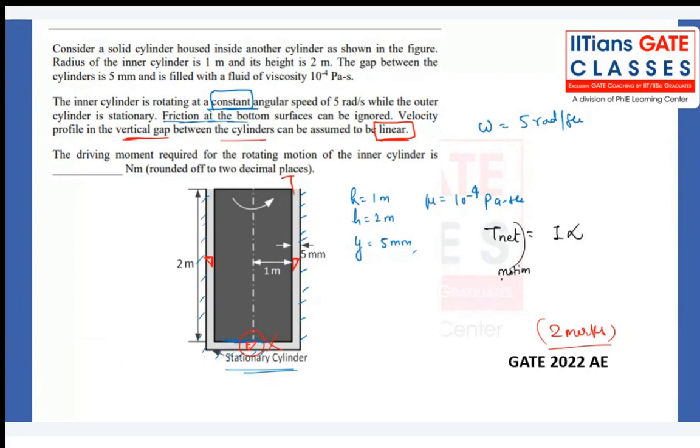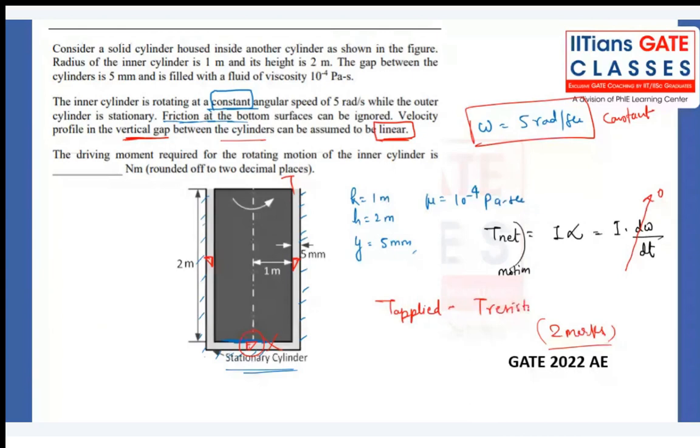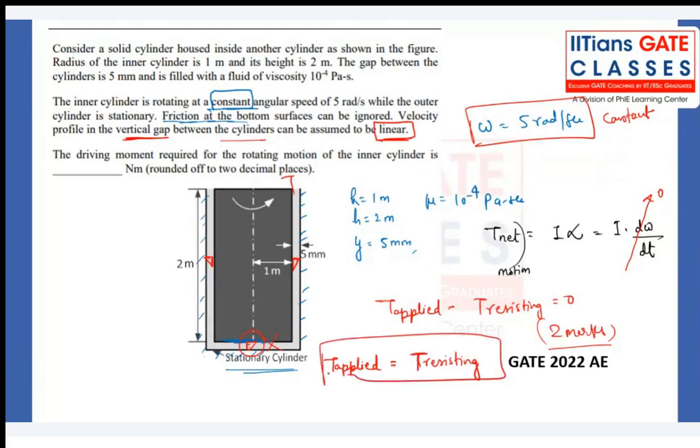But we know that I into alpha, angular acceleration, that is d omega by dt. I believe that engineering mechanics they have covered this one. Now omega is what? Constant. Omega is constant means what? d omega by dt will be zero. The net torque means what? Applied torque, and in the opposite direction to the motion, the resisting torque will be acting. That equals zero. So the applied torque, whatever we have to find, should be equal to the resisting torque. That is our very first thing that we have to understand. Now make a note of it.